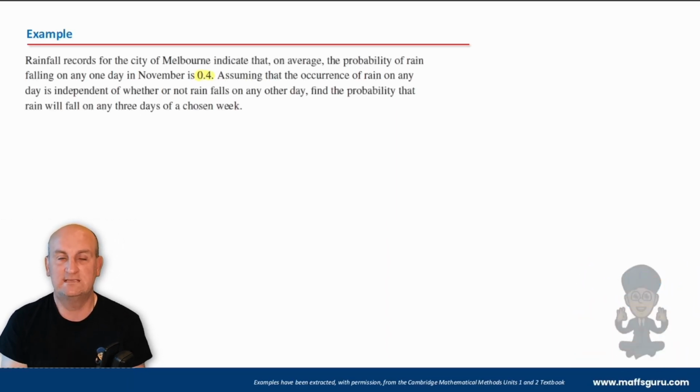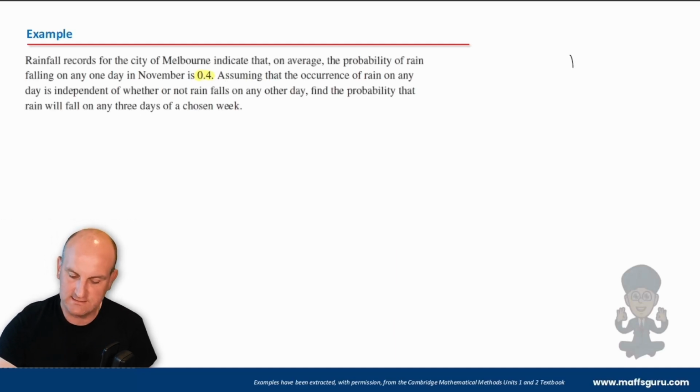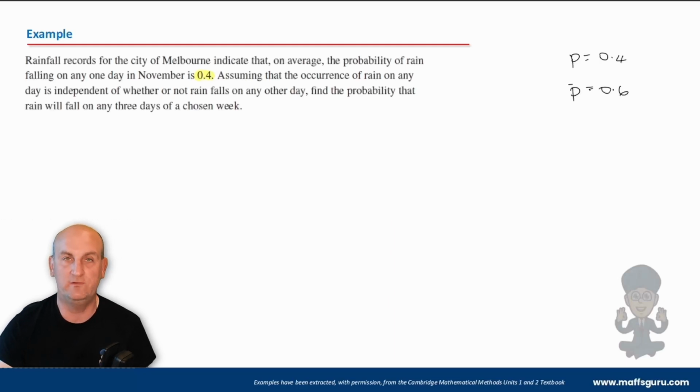Because rain, it's either going to rain or it isn't going to rain, I can look at this question now and go, oh, binomial, yes. And in which case, I now know that my P, my probability of success, is going to be 0.4, and my probability of not having a success is going to be 0.6. Why? They have to add to 1.